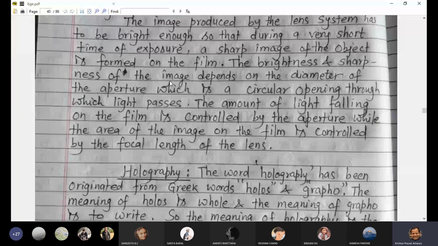In the case of photography, only the intensity of light is considered. The information about the phase of light is lost while taking a photograph of an object. This is the major difference between holography and photography. In holography, we also consider the phase variation, the information about the phase. This is about the photography process.